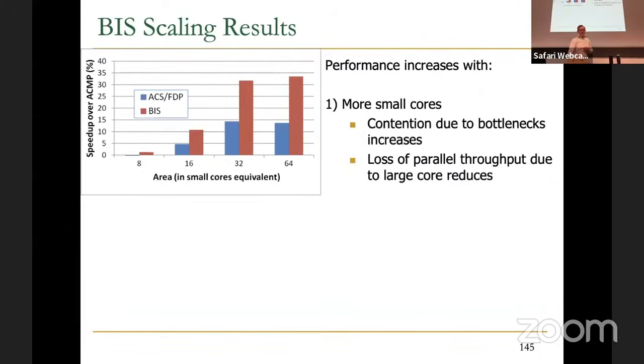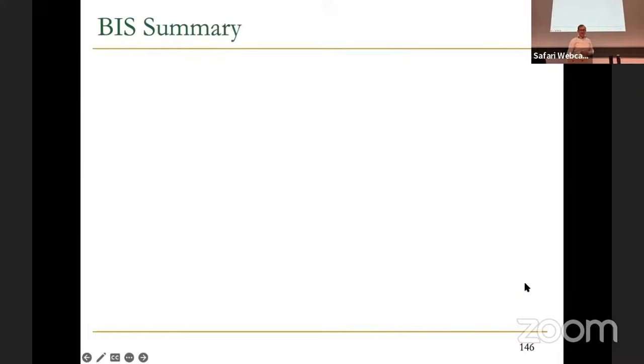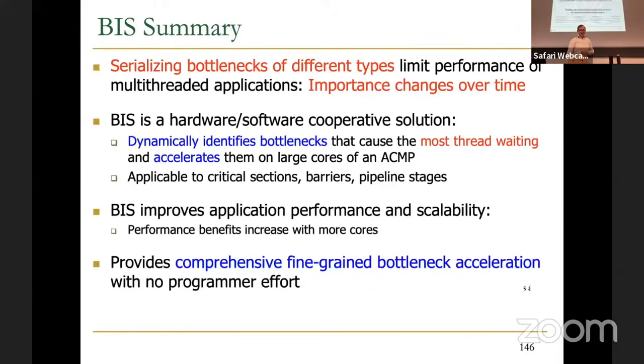So we have a bunch of more results. So as you have more small cores, you get better performance because contention increases and loss of parallel throughput reduces. I'll not go through this. If you have more large cores, it's actually good because you can accelerate independent bottlenecks without reducing parallel throughput because you normally have enough cores for parallelism. And also you can do multi-threading. Okay. So I think we have covered this.